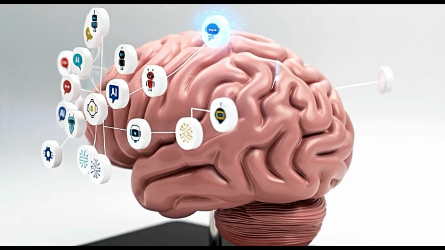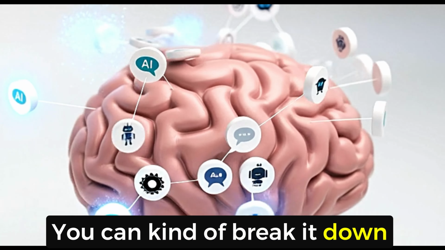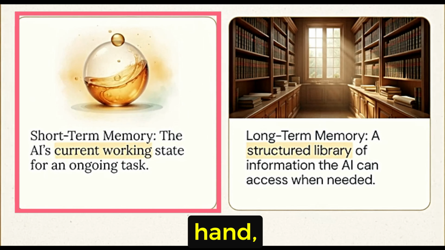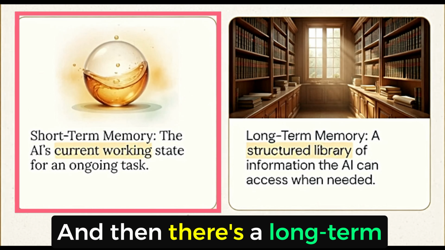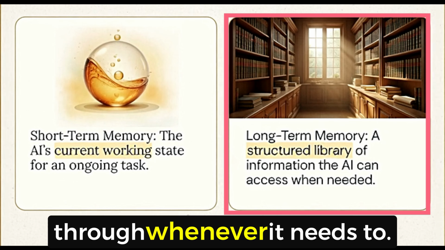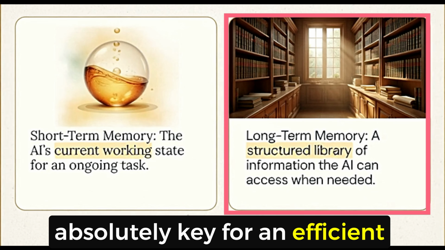And just like us, these AI agents need memory to do their jobs well. You can kind of break it down just like the human brain. You've got short-term or working memory for the task at hand, what it's focused on right now, and then there's a long-term memory, which is like a huge structured library of information it can search through whenever it needs to. Getting that balance right is absolutely key for an efficient AI.